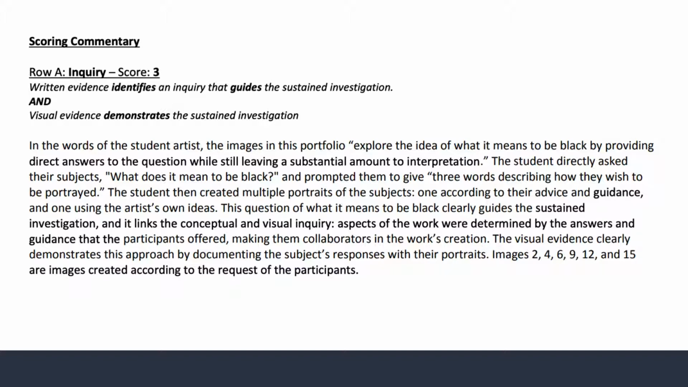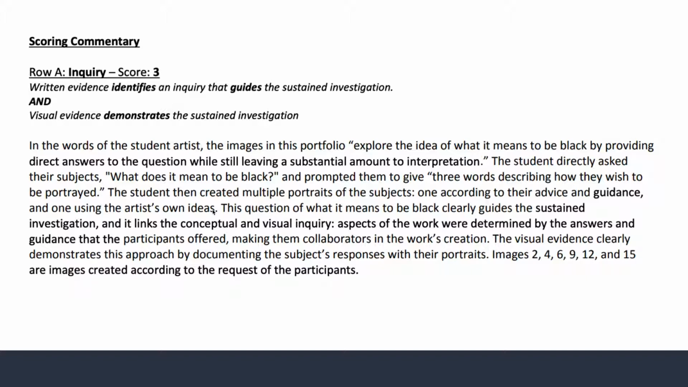So this section is looking specifically at inquiry, and I want you to hear about how the scorers were responding to the students' work. In the words of the student artist, the images in this portfolio explore the idea of what it means to be Black by providing direct answers to the question while still leaving a substantial amount to interpretation. The student directly asked their subjects, what does it mean to be Black, and prompted them to give 3 words describing how they wish to be portrayed. The student then created multiple portraits of the subject, 1 according to their advice and guidance, and 1 using the artist's own ideas. So this is really an example.